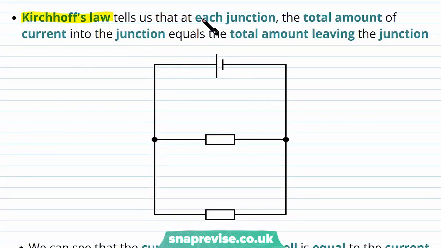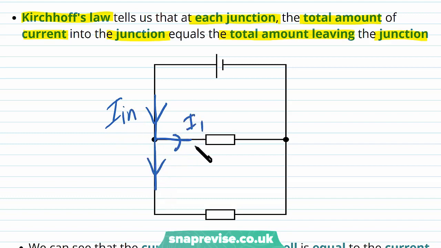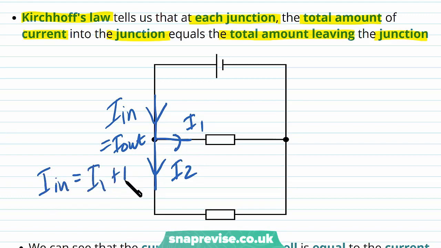Kirchhoff's law tells us that at each junction, the total amount of current into the junction equals the total amount leaving the junction. So if we look at this first junction here, we've got a certain amount of current going in, I in, and then the current splits. So we've got I1 and I2. But Kirchhoff's first law tells us that the current going in equals the current going out, which means the current going in is going to equal the sum of these two currents. So the current going in is equal to I1 plus I2.